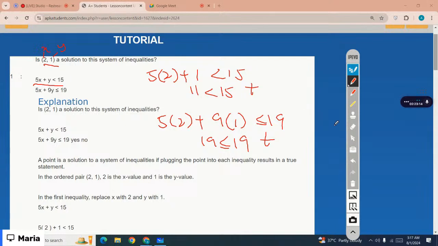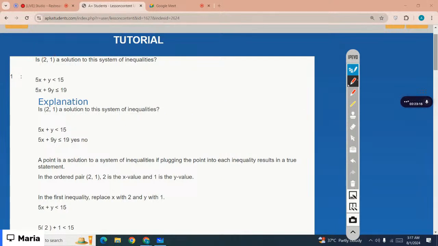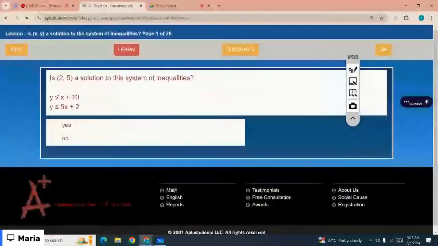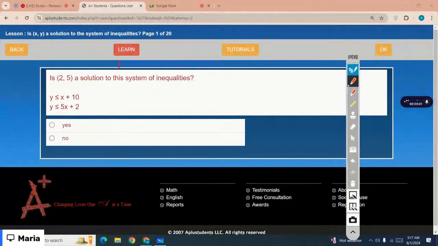Okay, let's just start with the test questions. Is 2, 5 a solution of the system of inequalities? So let's just check, right? X is 2 and y is 5. So let's start with the first equation. 5 is less than or equal to 2 plus 10, right? So 5 is less than 12.